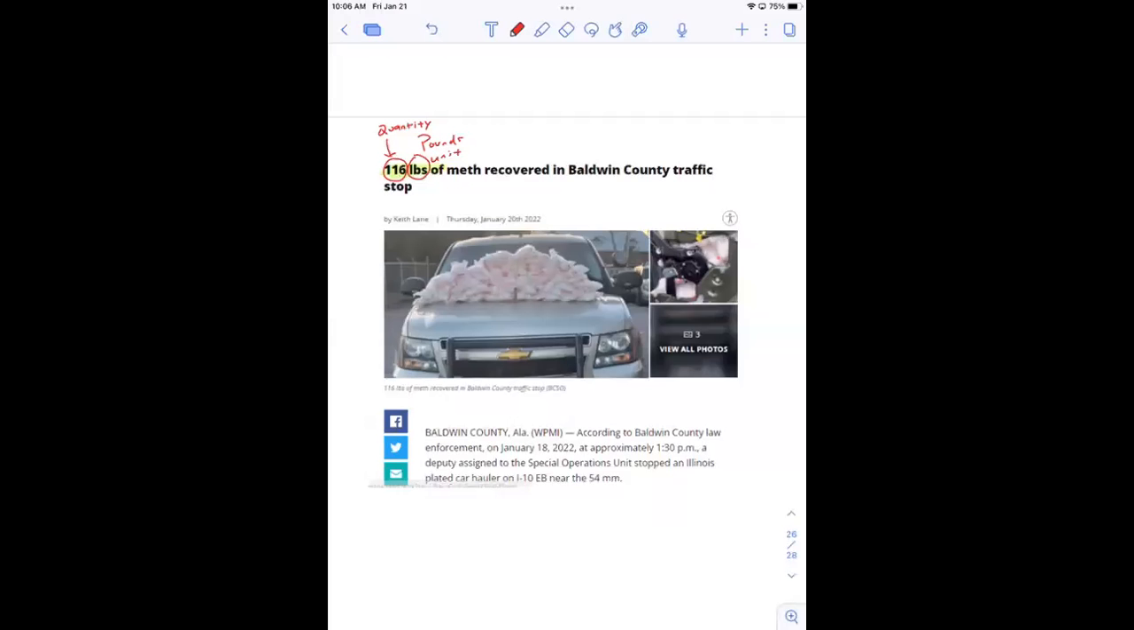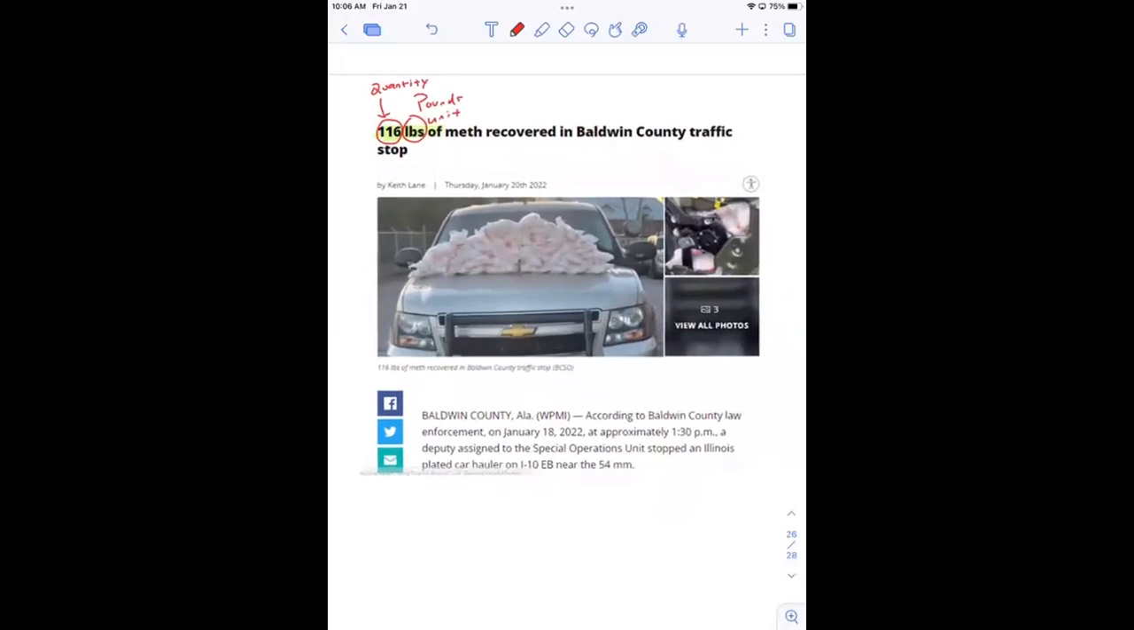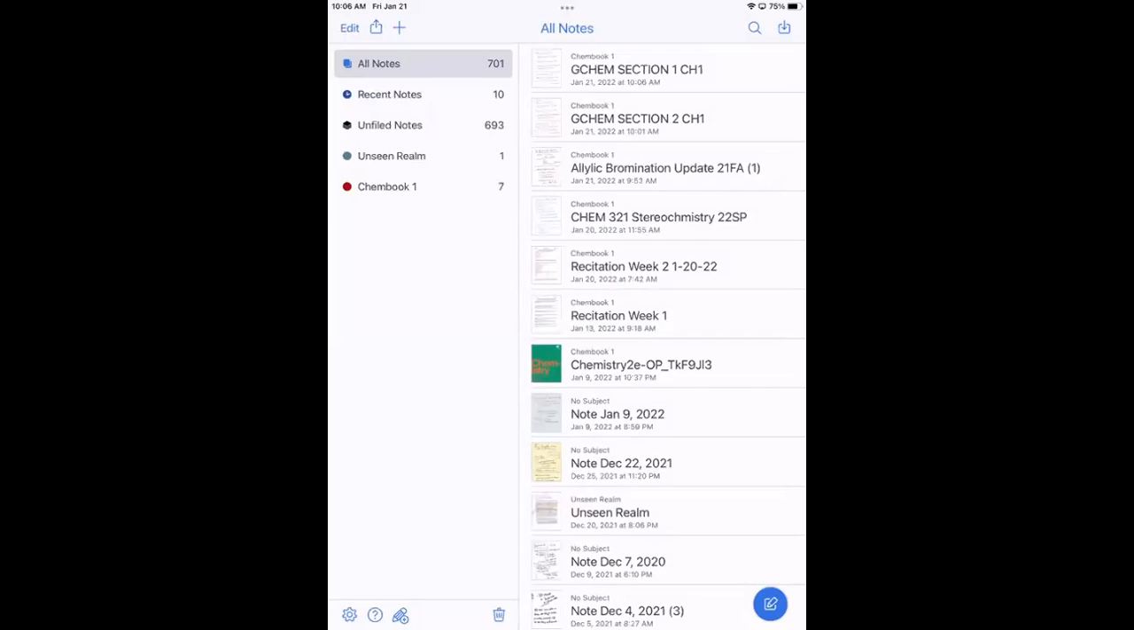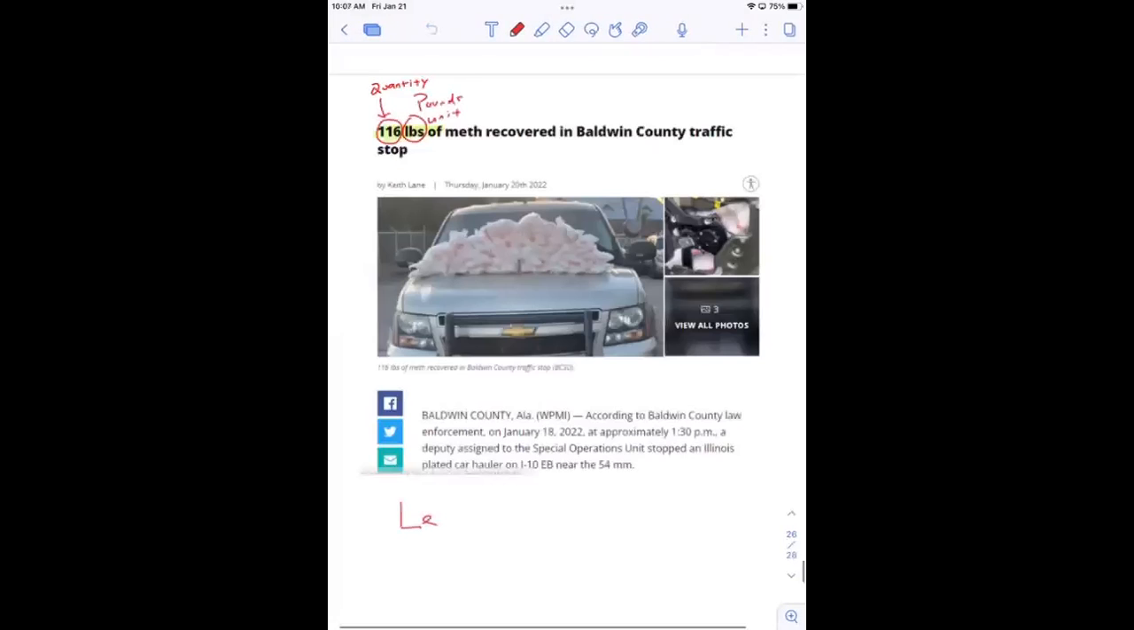So when they take this 116 pounds of methamphetamine to the lab, and let's say there's one particular scientist in that lab that only works in kilograms, how will we convert that? What do we need in order to convert pounds into kilograms? Anybody? How do we convert from one unit to another?